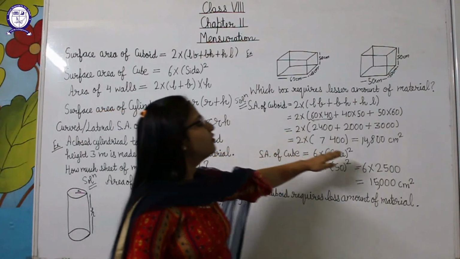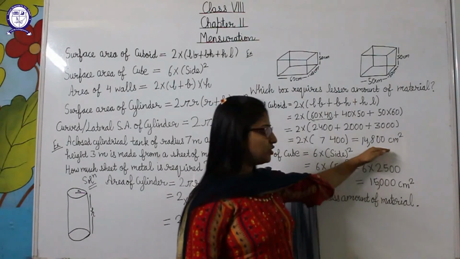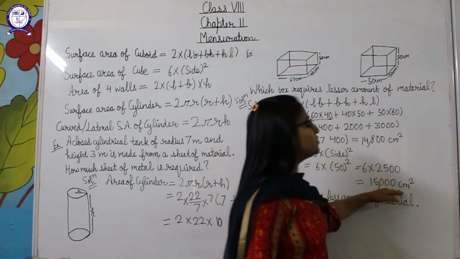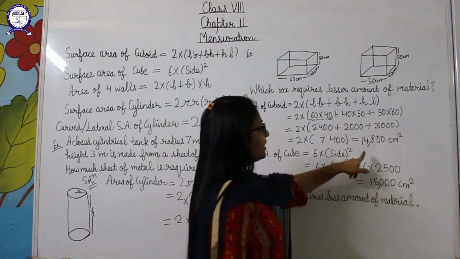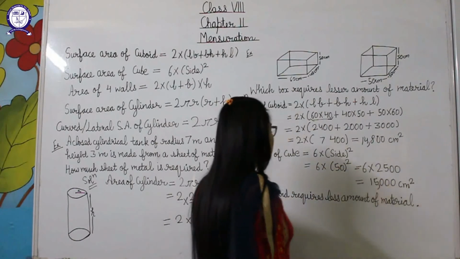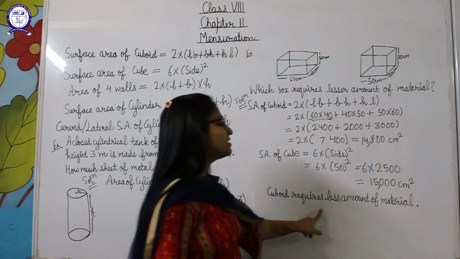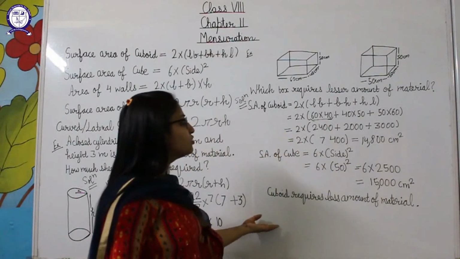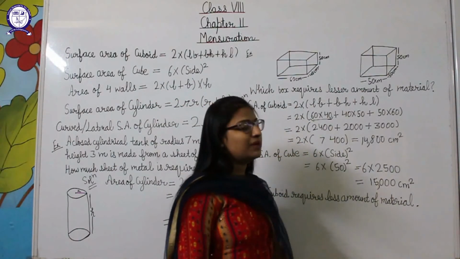So students, now you can compare in cuboid and cube. In cuboid 14,800 centimeter square is required, and in cube 15,000 centimeter square is required. So which one is lesser and which one is smaller? Here this one is smaller as it is 14,800. So we can write here that cuboid requires lesser amount of material, as this was asked in the question. So cuboid requires lesser amount of material.